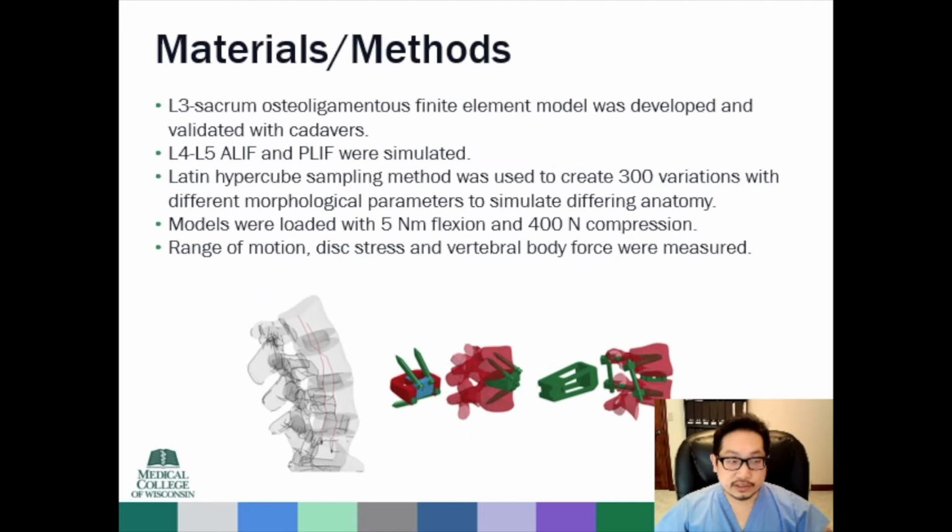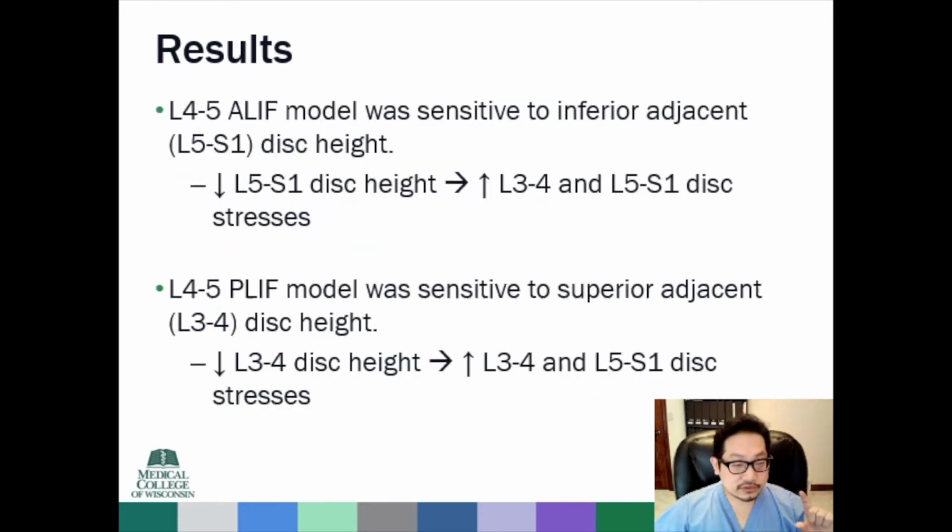So we used our L3 to S1 and S2 sacrum osteoligamentous finite element model to simulate L4-5 ALIF and L4-5 PLIF. We used this model to morph and change the different anatomical parameters to simulate 300 different patient anatomies, and then we loaded it with 5 Newton meters of flexion, 400 newtons of compression, and we measured motion, disc stress, and vertebral body force. We found something very interesting.